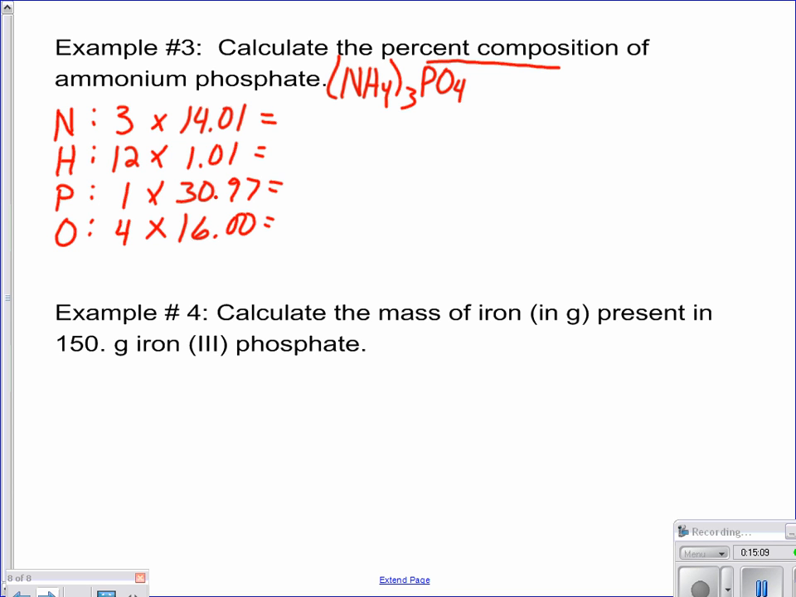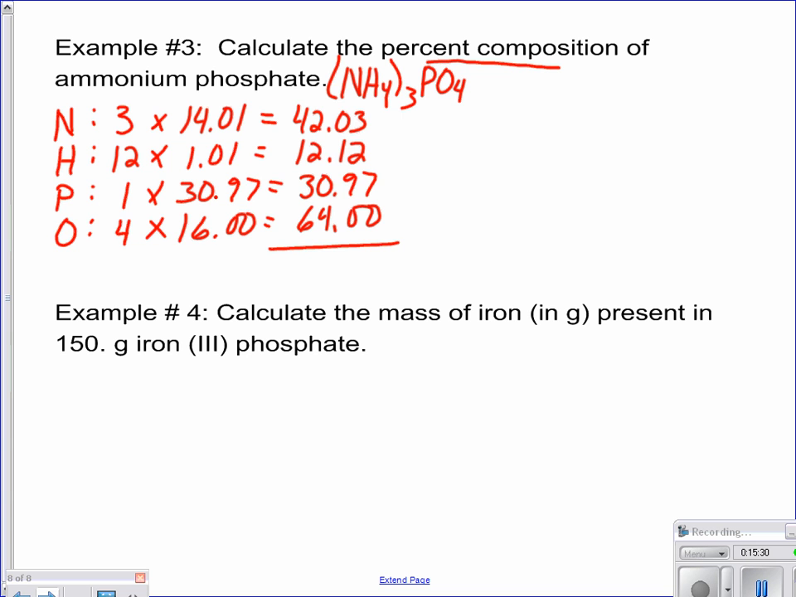So then you go through and do your math, and we come up with 42.03, 12.12, 30.97, and 64.